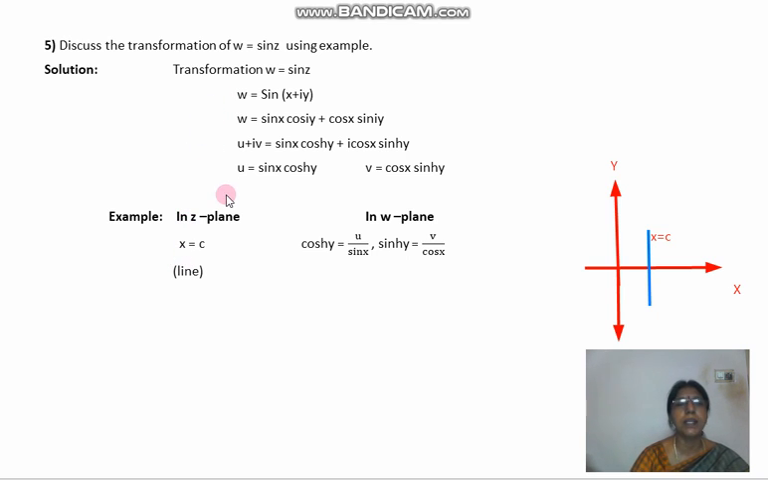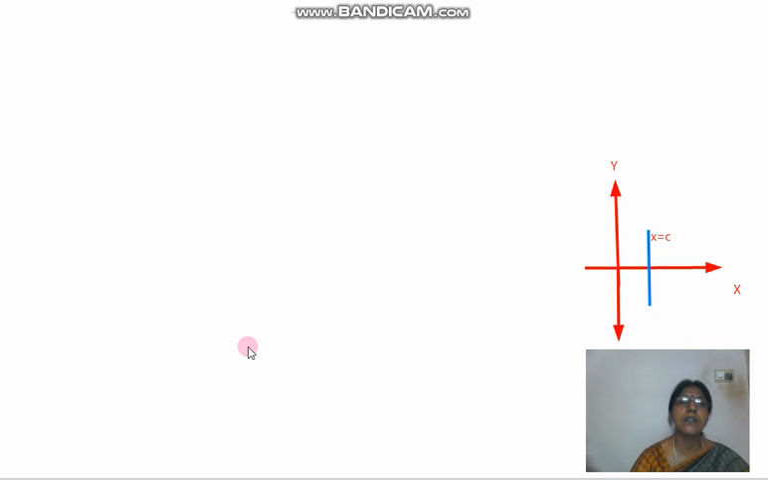Okay, two parts completed. Now what is the image in the w plane? Third part, in the w plane. From this transformation, you write the y terms. What is cosh y from this equation? Cosh y is u by sin x. Similarly, sinh y is v by cos x. In the w plane, from the transformation we write these two. Do you know anything about cosh y and sinh y? Any relation between these two?